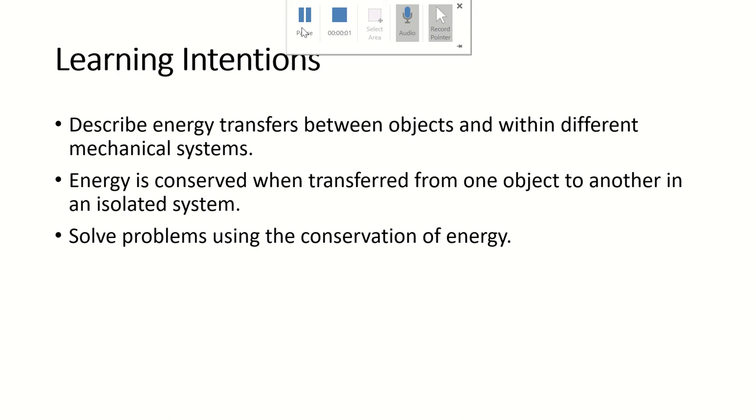So in this video, we're going to be looking at the conservation of energy. Your learning intentions for this video are that you need to be able to describe energy transfers between objects within different systems. You need to know that energy is conserved when transferred from one object to another in an isolated system. An isolated system is a system that is free of external forces such as frictional forces and air resistance or drag forces.